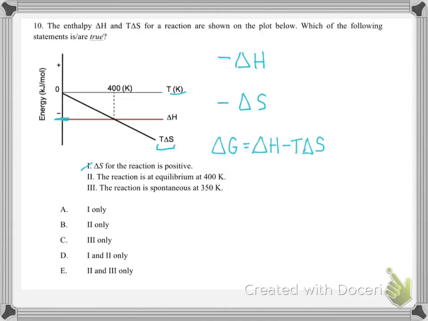And so for the second statement, it wants us to decide if the reaction is at equilibrium at 400 Kelvin. So we don't have exact values for delta H or delta S, but we can see that they're equal, or that delta H and T delta S are equal at that temperature.